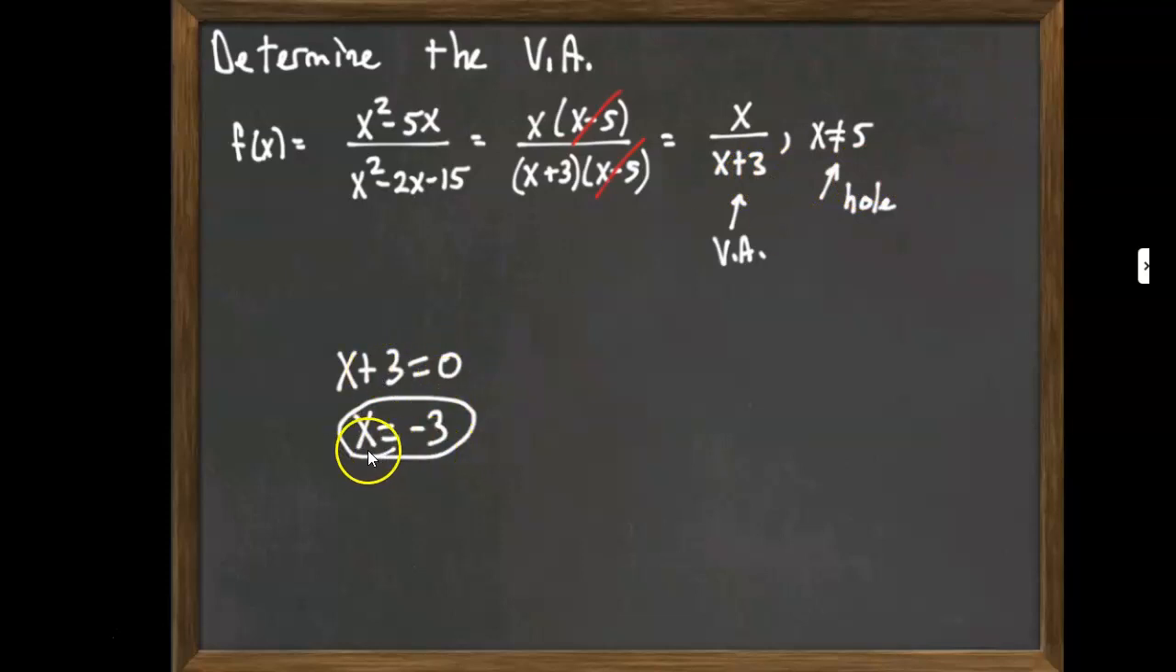And when we solve, we find out that x is equal to negative 3. And so that is our vertical asymptote. That's the value that makes the bottom 0 that is also a vertical asymptote.